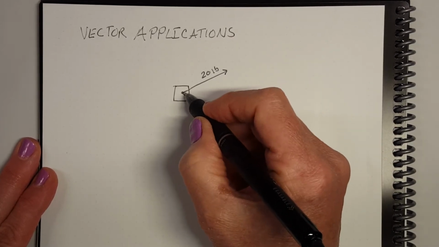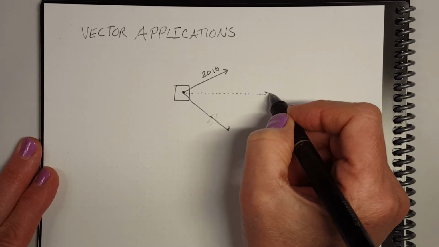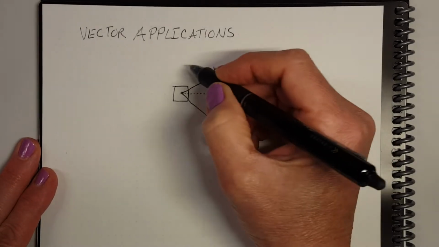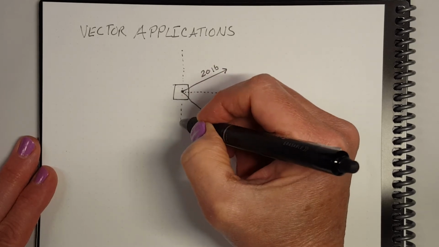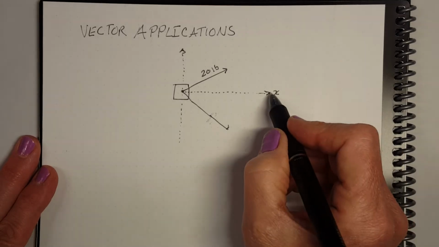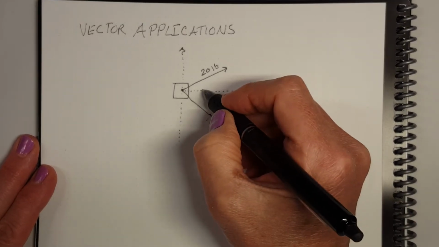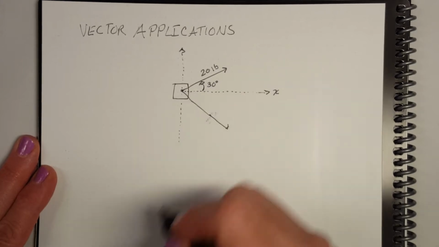pulling in this direction, and I'm going to call to the right. This is going to be my main x-axis. So in a lot of problems that you do in real world, you have to sort of pick your x and y axis and then define everything off of that. So here's my x-axis, and this force of 20 pounds is pulling at an angle of 30 degrees.